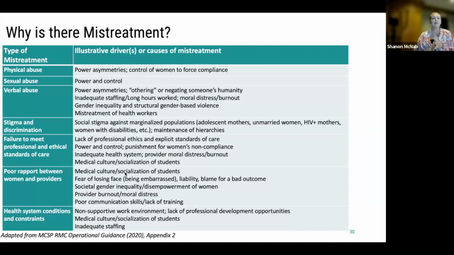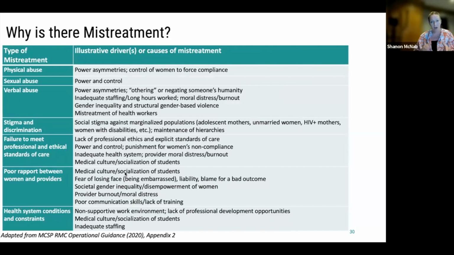Okay, so when we talk about mistreatment, why is there mistreatment? On the left-hand side are the types that I mentioned earlier, physical and sexual abuse, all the way down to health system constraints. But if you take a look on the right-hand side, you can see the different types of drivers or causes of mistreatment. And I think it's really important to note, and this was alluded to before, that there are so many social and environmental factors that drive and influence mistreatment. So it's not a case of providers being bad people.